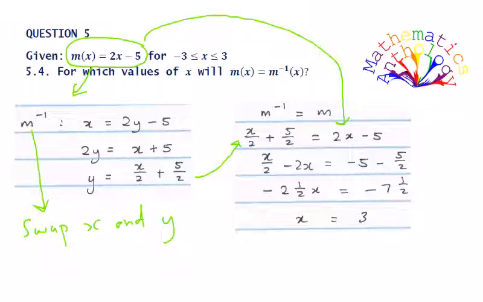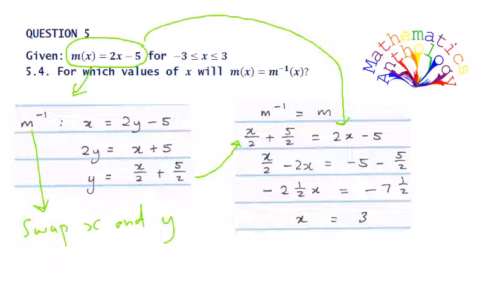To get a straight line equation in standard form, we need to get it into the form y is equal to mx plus c, so we'll just sort out this equation. By taking the y over, we'll get 2y is equal to, take the x over, positive x plus 5. Y is equal to, then divide everything by 2, x over 2 plus 5 over 2. That's just basically getting it into standard form. So we have our m inverse equation, we have our m original equation. Now all we do is equate them. That's what the question wants us to do.